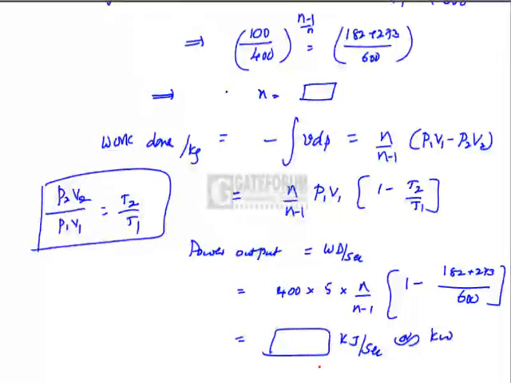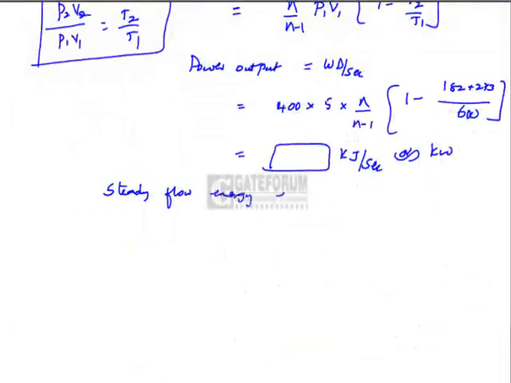And to calculate the rate of heat transfer, we can use the steady flow energy equation, that is Q minus W is equal to delta H. Because air is an ideal gas, the change in enthalpy of an ideal gas in any process can be taken as Cp delta T, that is Cp into T2 minus T1.